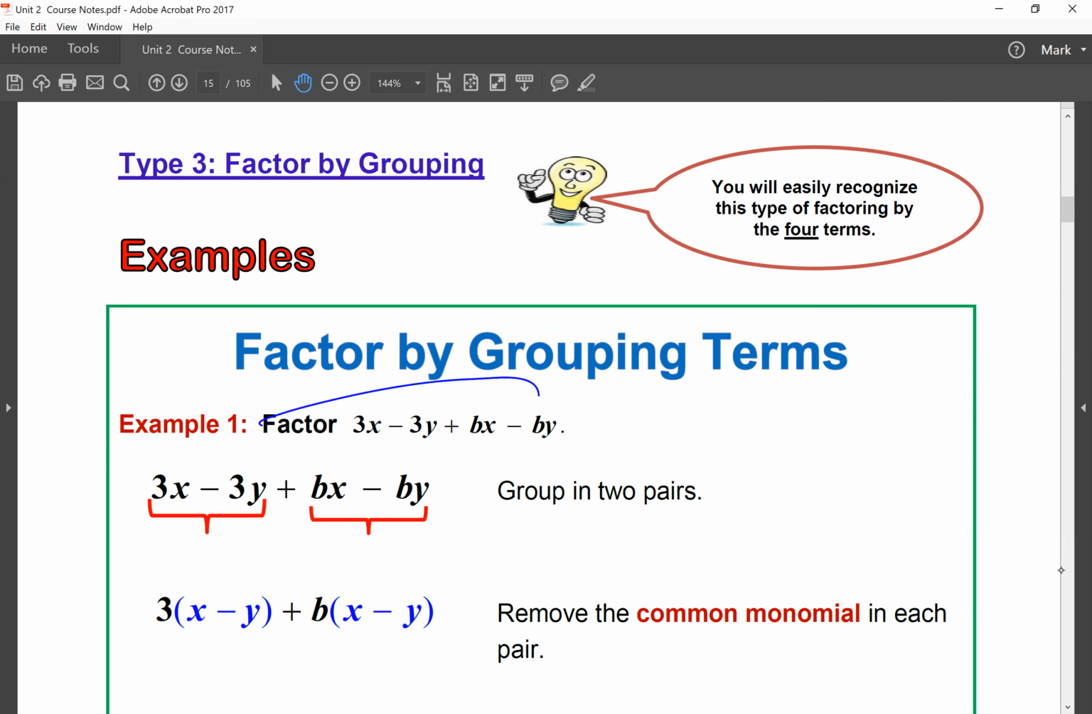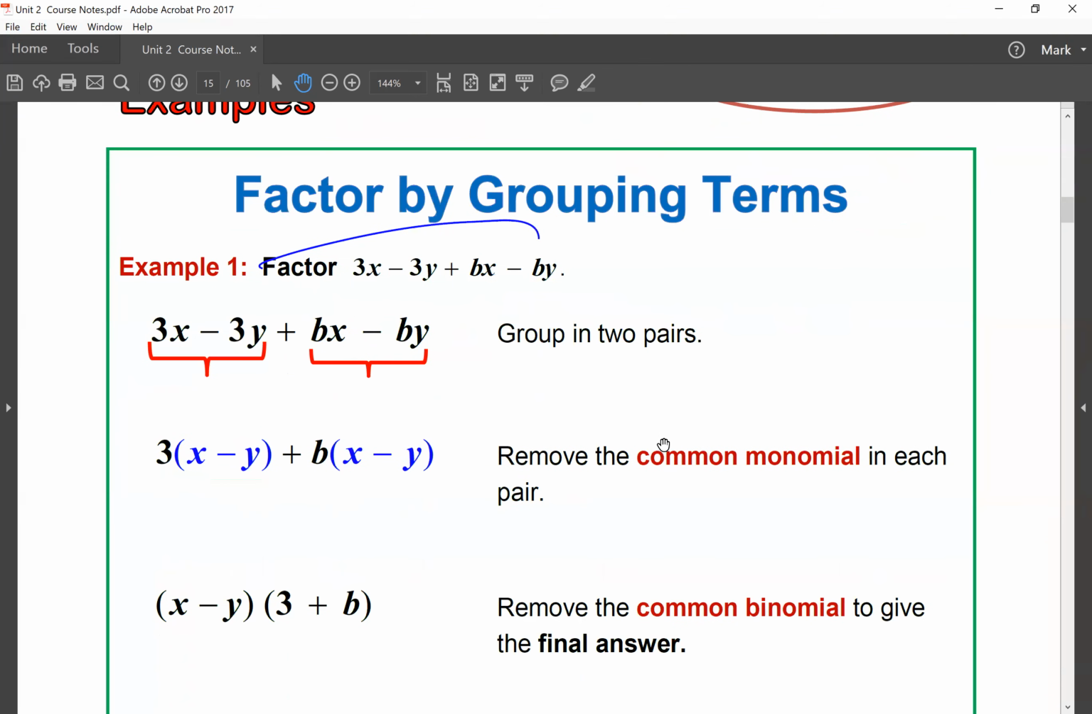So this one, if you look at example number 1, looks a little complicated: 3x minus 3y plus bx minus by. I don't think in real life, when you get to your business or medical science or engineering courses, you'll see anything as complicated as this. But I noticed that some terms have something in common. The first two have a 3 in common, and the second two have a b in common. So this one's a pretty easy one, but look at how this works.